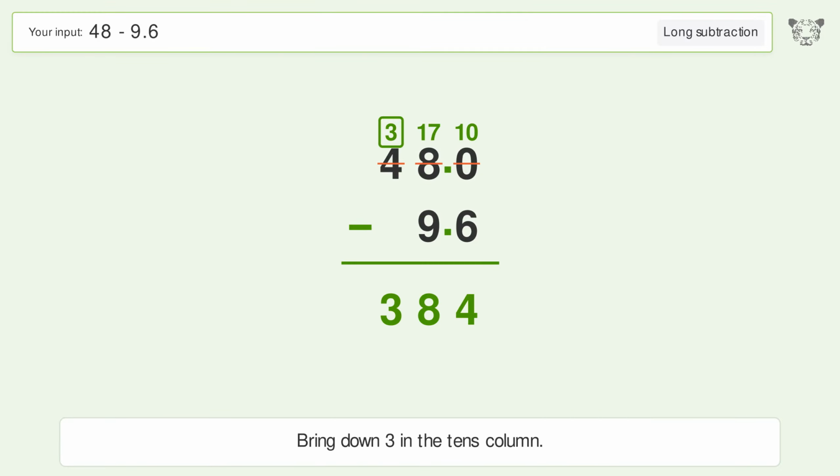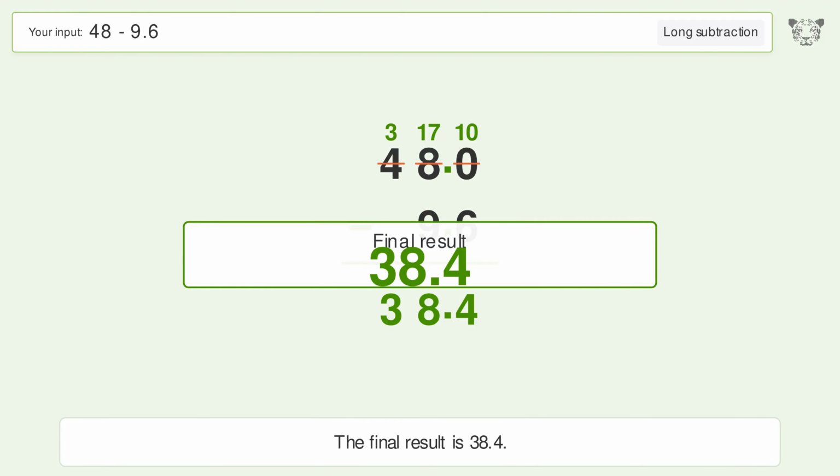Bring down 3 in the tens column. Bring the decimal point straight down into the answer. The final result is 38.4.